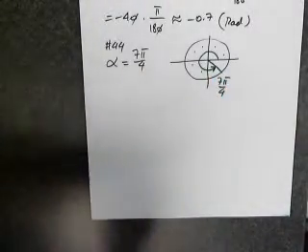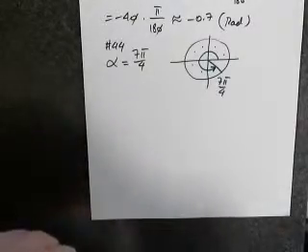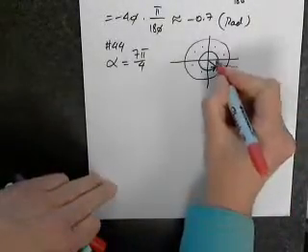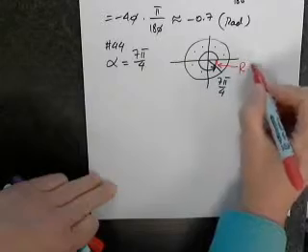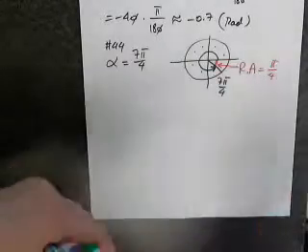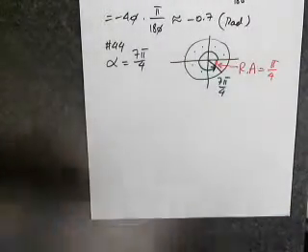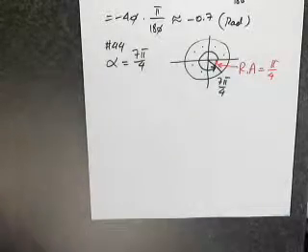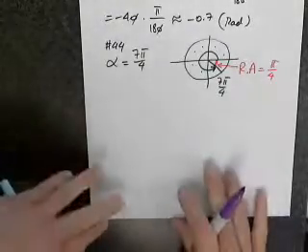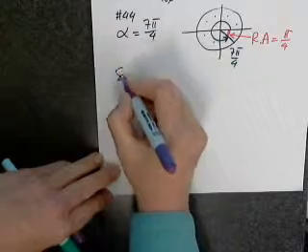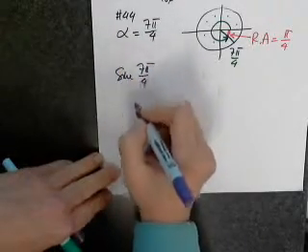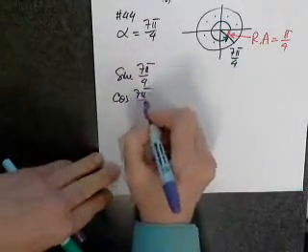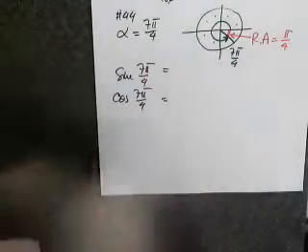Now I'm going to ask you, what is the reference angle? 45. Yes. So this is the reference angle right here. Reference angle, which is pi over 4. And now I'm going to ask you to find all trig functions for this angle. So I'm going to say, find sine 7 pi over 4. Find cosine 7 pi over 4, and the rest will follow.